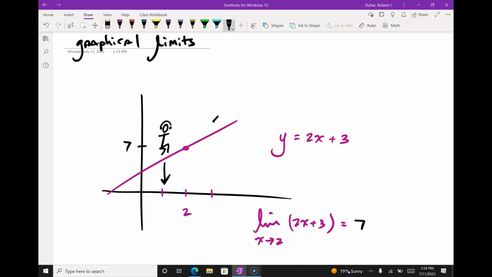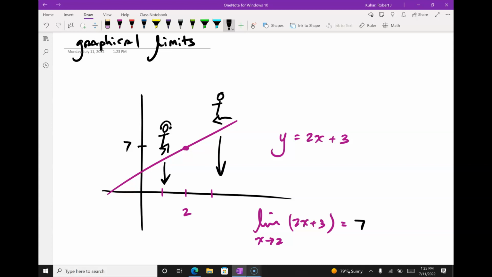Same thing as if I was walking downhill. If I'm walking downhill and my shadow is getting closer to 2, what height am I going to go to? 7. I don't actually have to get to 2. I have to get as close to 2 as I can. Remember what happened with my sine function? When I actually got to 0, I got undefined. So what we're doing is we're going to guess numerically where we think we're going to be.